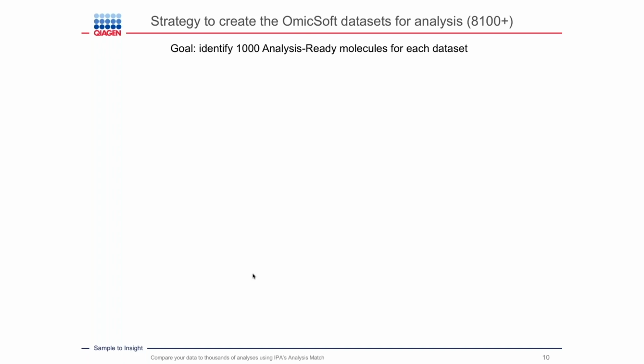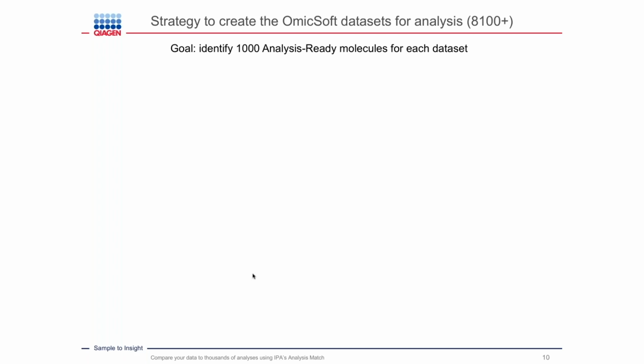So as you can imagine, with 8,100 different experiments, there's going to be a lot of variation in the number of molecules that are truly significant within each study. So we therefore aim to standardize how many molecules would be able to be analyzed. So these are called analysis-ready molecules. So we decided to aim for 1,000 analysis-ready molecules per observation.